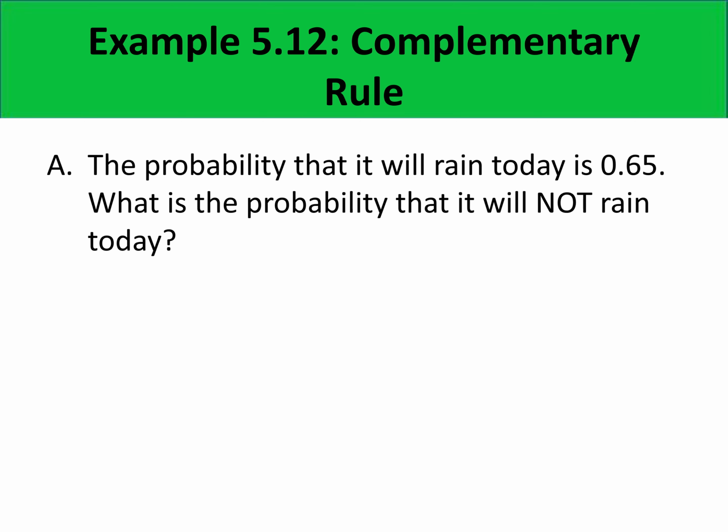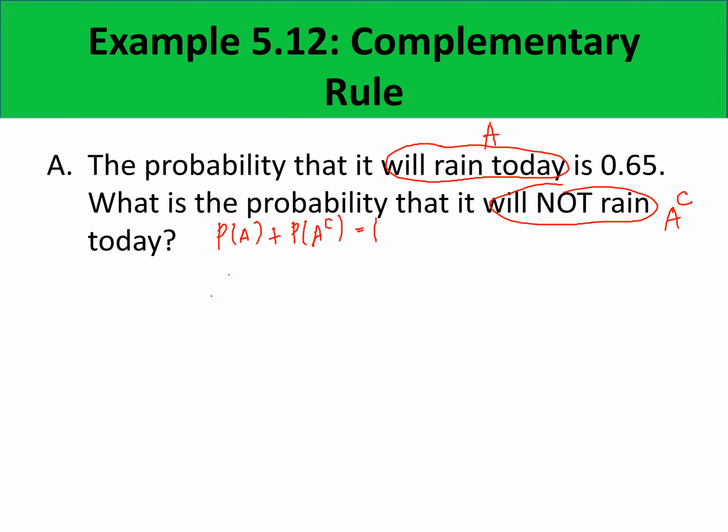The probability that it will rain today is 0.65. What is the probability that it will not rain today? Let us let A be the event that represents it will rain today, while the event it will not rain today is represented by A^C, or A complement. We know from the complementary rule that P of A plus P of A complement is equal to 1. So in this case, we have 0.65 plus x is equal to 1. And in this case, the probability that it will not rain today is 1 minus 0.65, which is 0.35.